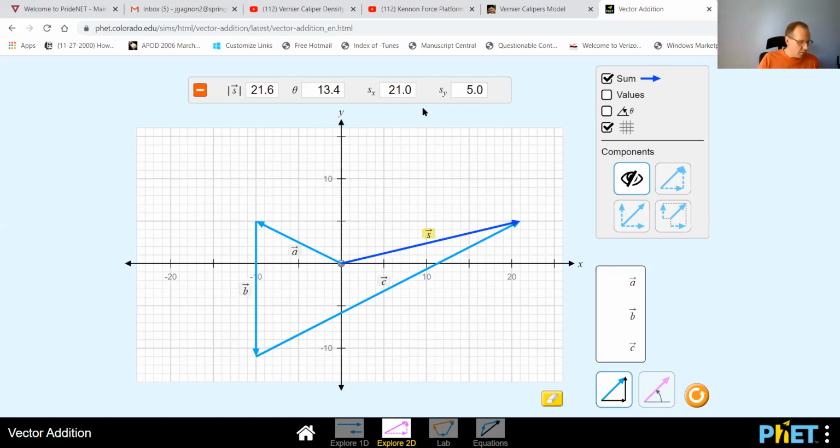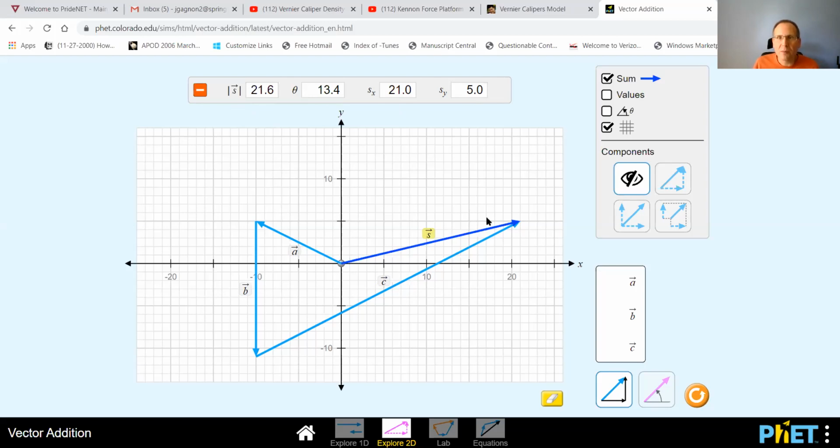So in the table, I want you to give me the X and Y component of S, and then the magnitude, so that'd be the length of this, and the direction, that would be the angle from the positive x-axis. So in this case, it's positive 13.4.